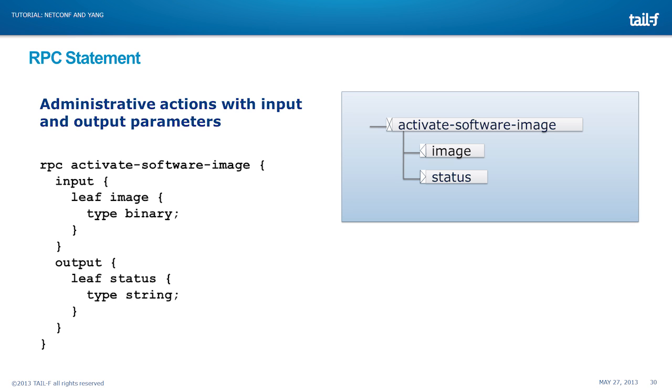So here we show a simple RPC definition. RPCs have a name. This will be the actual RPC name used in the NETCONF protocol when the RPC request comes from the management station. And the RPC can have both input and output parameters declared for it. Here we have a simple parameter declaration. We have one input leaf called image, one output leaf called status. You can have any sort of Yang hierarchy within those input and output parameter declarations. They could be a container, it could be lists, whatever meets your actual needs.